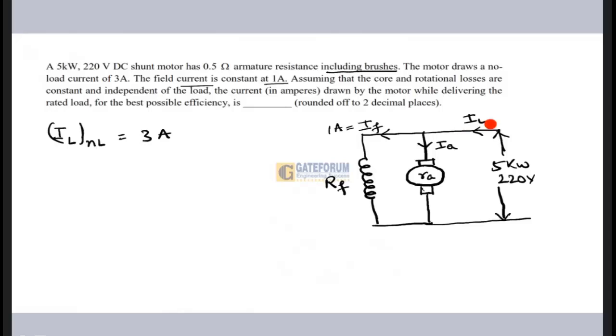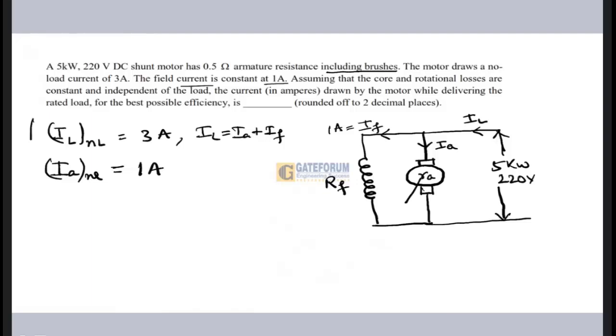This can change when you apply the load over here. If I try to find IA no load, IL is equal to IA plus IF. IF is given, and that is independent of the load current. IL is dependent on the load, and here the no load current is 3 ampere, so IA at no load will be 1 ampere.